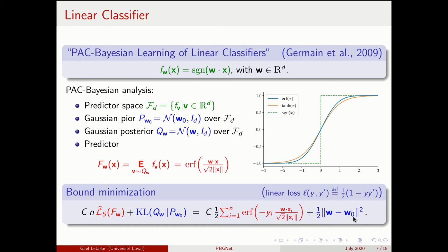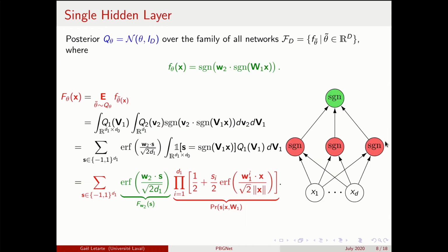In our paper, we tried to apply the same ideas presented in this slide, but for networks with hidden layers where the sign function acts as an activation function. So let's look at a single hidden layer network defined by the binary predictor f parameterized by theta. Again, we consider an isotropic Gaussian posterior distribution centered in theta over the family of all networks. Then, we seek the Q-aggregated predictor by taking the expectation.